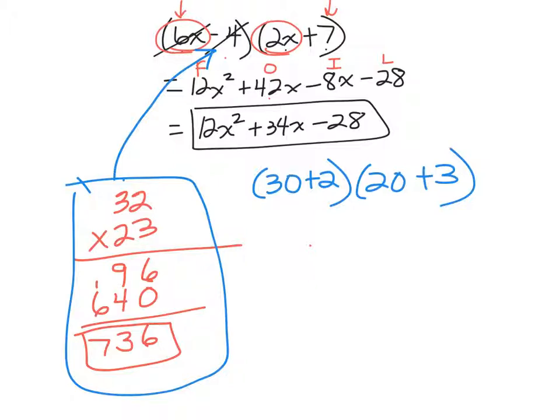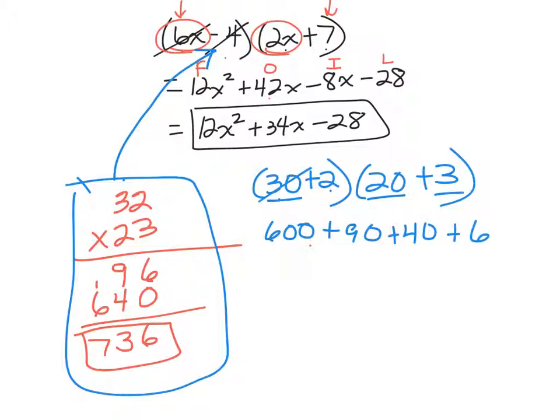Now, I'm going to distribute the 30 and distribute the 2, just like I did up here. So here we go. 30 times 20 is 600. 30 times 3 is 90. Done with the 30. Let's distribute the 2. 2 times 20 is 40. 2 times 3 is 6.